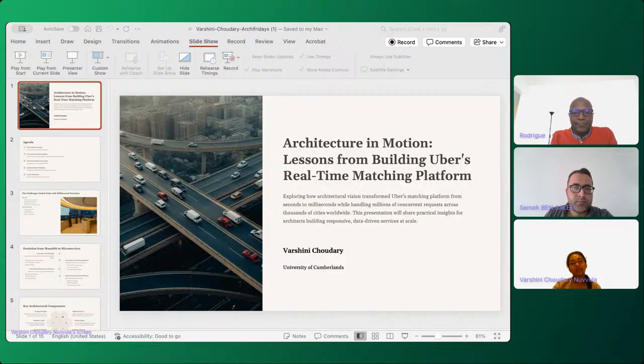Next, let's begin with the problem statement. Uber processes millions of rides daily, across more than 10,000 cities globally during peak times. It handles over 1,000 ride matches per second. Every one of those matches has to be accurate, fairly distributed, and delivered under 100 milliseconds.